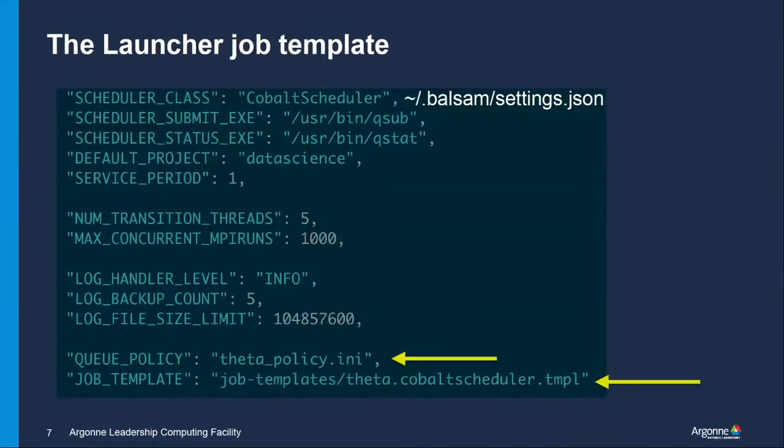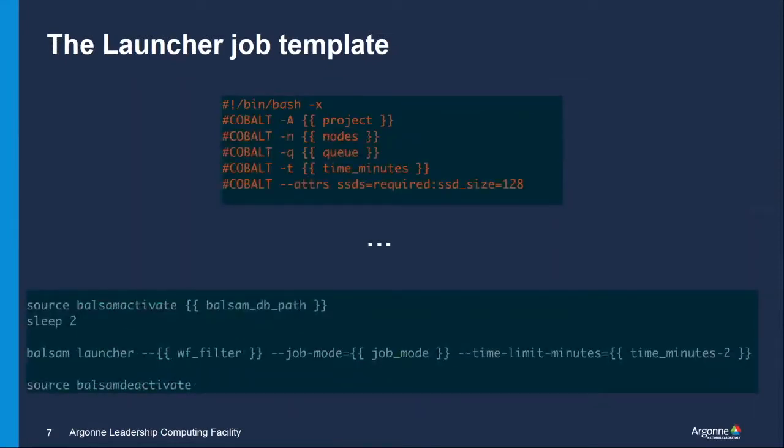So if you look in your Balsam settings.json, this is automatically created when you start using Balsam in your home directory. There are a couple files worth mentioning. One is this job template that I mentioned. So on Theta, you get a default Cobalt job script template. And then if you're using the service, then this queuing policy comes into play. So first I'll mention the template. There's a lot that goes in the middle, but basically at the top it looks like your ordinary Cobalt job file.